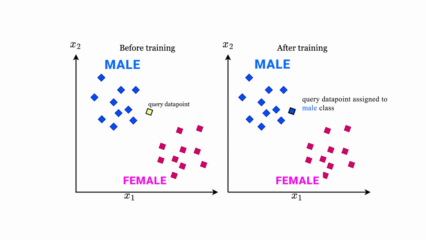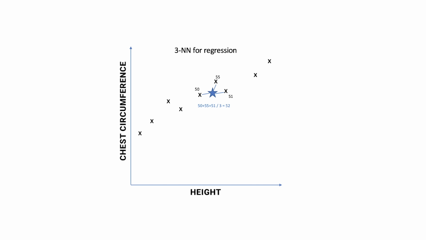In a classification example, we might say that the gender of a person will be the same as the majority of the 5 people closest in weight and height to the person in question. In a regression example, we might say that the weight of a person is the average weight of the 3 people closest in height and chest circumference. This makes a ton of intuitive sense.